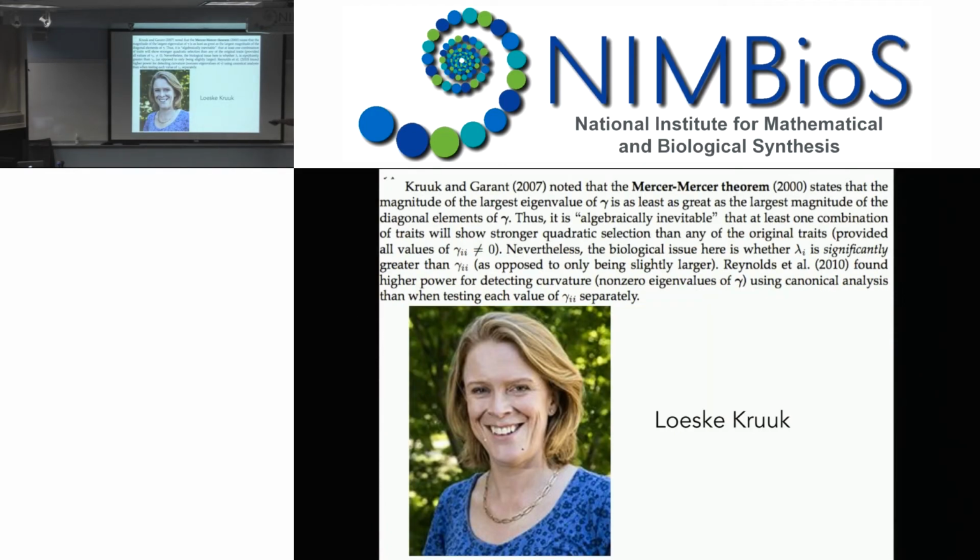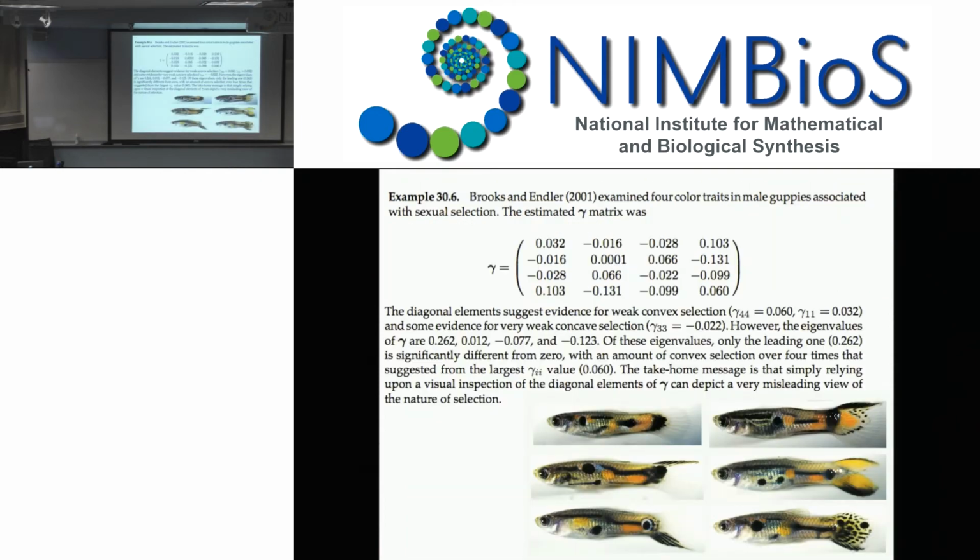And Lisa Cook, I put her up here because she and her group has done a lot of work on evolution in natural populations. They dug up and found the ever popular, well-known, I use that sarcastically, Mercer-Mercer theorem. That's like the Duran Duran theorem. The Mercer-Mercer theorem says the magnitude of the largest eigenvalue is at least as great as the magnitude of the largest diagonal element. So it's algebraically inevitable that one trait combination will show stronger quadratic selection than any of the diagonal elements, provided they're not all zero. And here's an example.